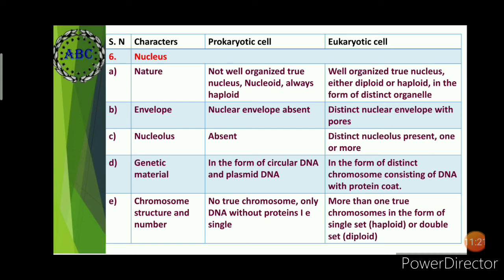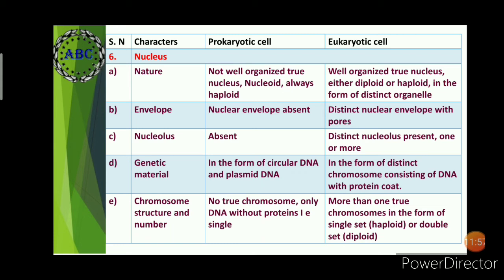Nuclear envelope is absent in prokaryotes, whereas there is a distinct nuclear envelope with nuclear pores present in the eukaryotic type. Nucleolus is totally absent in prokaryotes, whereas one or more nucleoli are present in the eukaryotic type. Genetic material in prokaryotes is in the form of circular DNA and plasmid DNA. In eukaryotic cell, genetic material is in the form of distinct chromosomes consisting of DNA with protein coat.